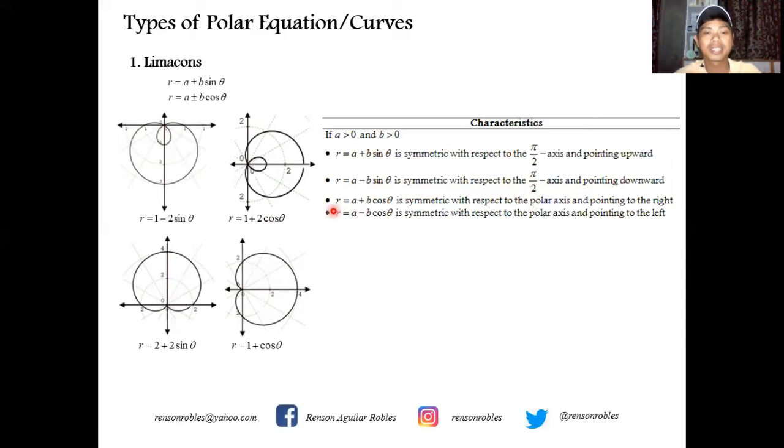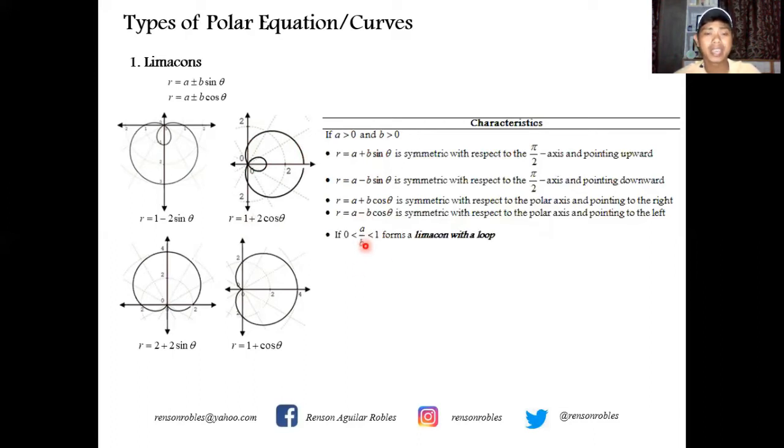For cosine, if that is positive, it's symmetric with respect to the polar axis or the line OX and pointing to the right. If positive, pointing to the right and facing to the left. So this is a limaçon pointing to the right, facing to the left. If that is minus, if r equals a minus b cosine theta, symmetric with respect to the polar axis and pointing to the left, facing to the right.